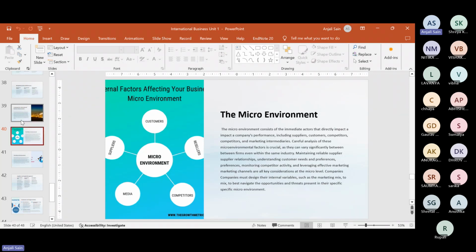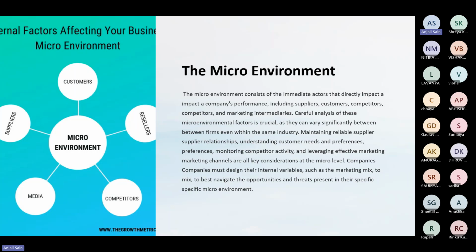So till now we have discussed the macro factors which can affect my international business practices. Okay, then comes the micro factors which could affect my business. The micro factors consist of the immediate actors that directly impact a company's performance.